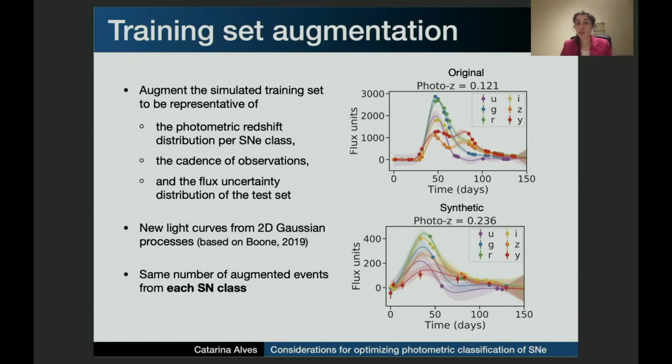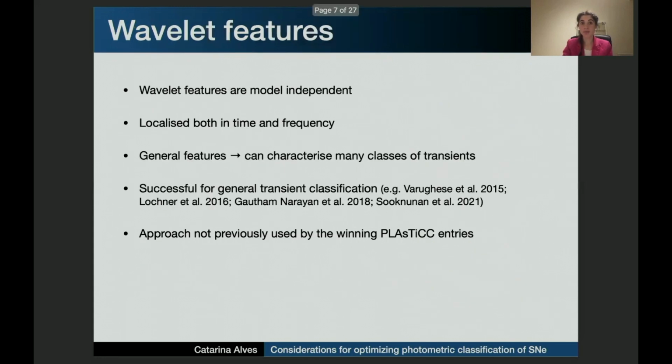On the right side of the slide, you can see the light curve of one of the original simulated events. And on the bottom, you can see the same event augmented to be at a different redshift. We also made sure that we have the same number of augmented events in each supernova class.